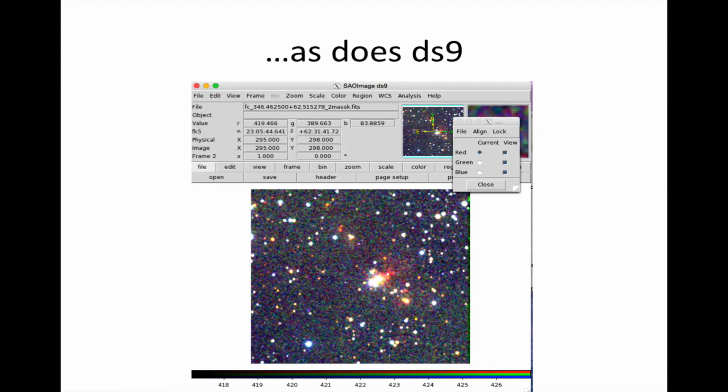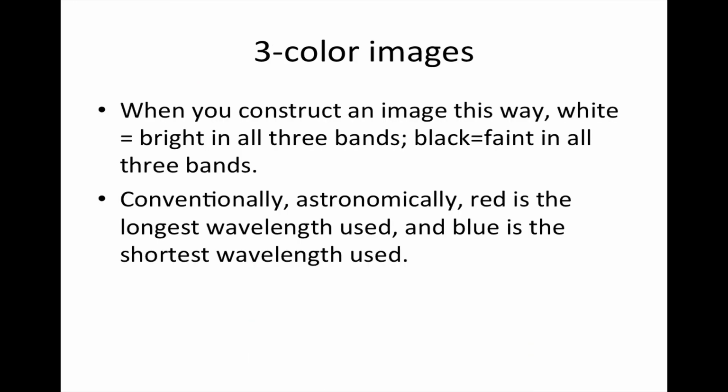DS9 also does it, has a little bit different interface, but it's the same idea. You pick different channels for red, green, and blue. In this case, this is J, H, and K 2MASS data. So when you construct an image this way, if you have something that ends up being white in the image, it's bright in all three bands, and black is faint in all three bands.